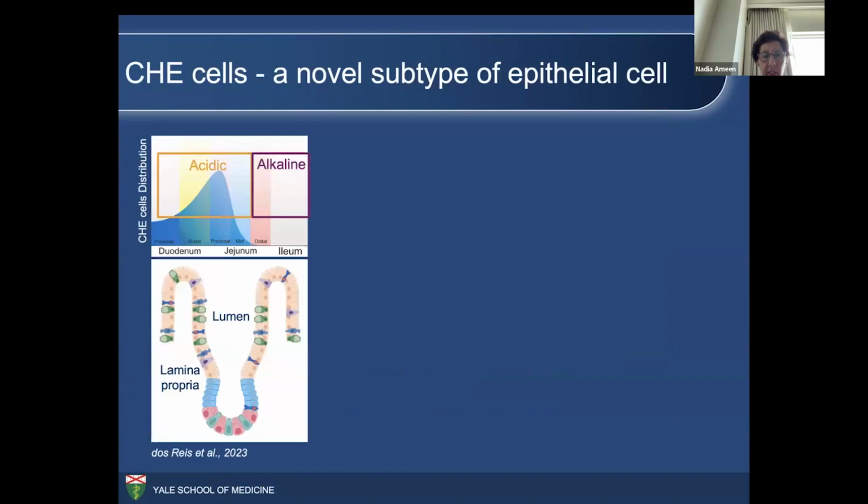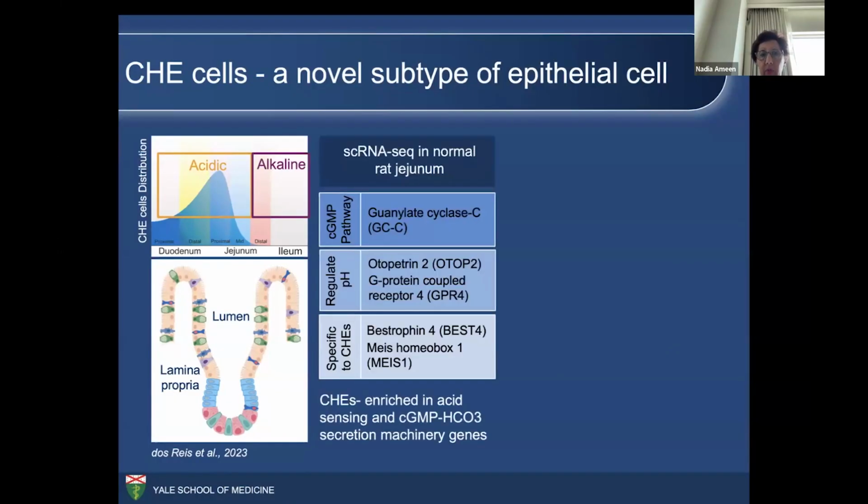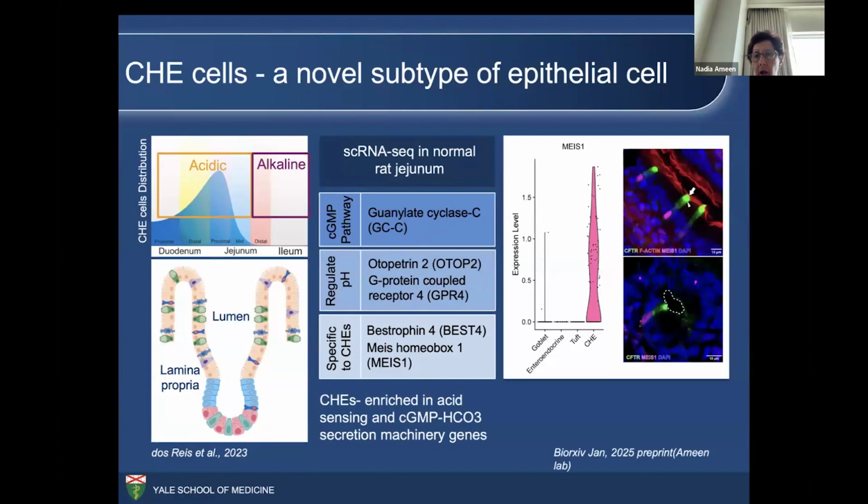So go back to the Chi cells. These cells are a novel subtype of epithelial cell that is found predominantly in the proximal small intestine, which is more acidic. And our single-cell RNA-seq studies have identified, like in the human, that these Chi cells are enriched for guanylyl cyclase C, which is the receptor in the cyclic GMP pathway. They're enriched for otopetrin 2, the proton channel, a specific acid-sensing receptor, GPR4, bestrophin 4, and MICE1. And here you can see by imaging the enrichment of the MICE1 staining in Chi cells, both on the villi and also in the superficial crypt.